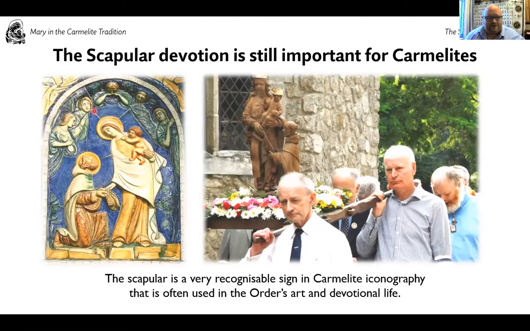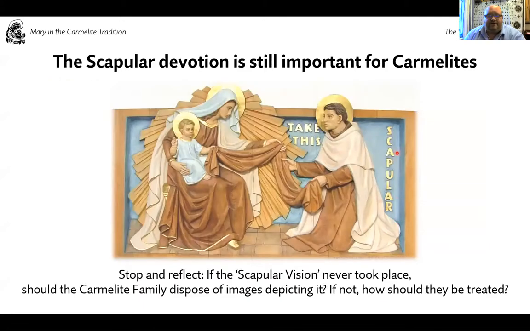We've got pictures here. This is the scapular shrine, it's called, at Aylesford Priory, and a statue of Our Lady Mount Carmel being carried by people wearing the scapular. The scapular is a very recognisable sign in our iconography and spirituality. You'll find it in much of the order's art and devotional life. For example, this is again from that museum that I mentioned at Darien in the States, this lovely carving of Our Lady giving the scapular to Simon Stock and saying, take this scapular.